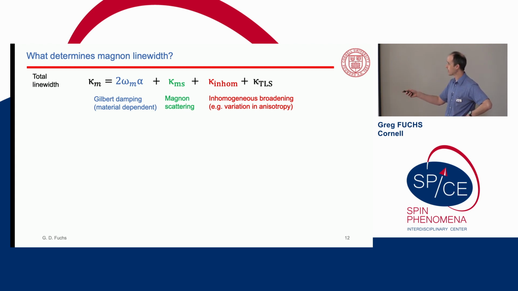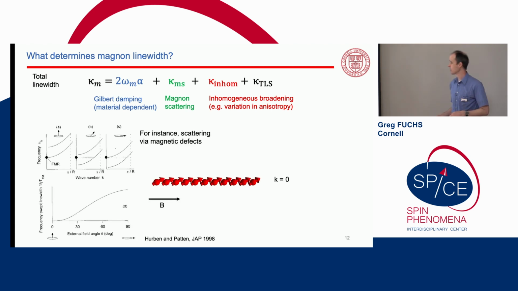There's inhomogeneity in my sample, so if they have some variations in anisotropy, for instance, that will lead to that term. And then there's two-level system scattering if I have paramagnetic spins that are also coupling to the magnons, which I generally do have. Let me just add a comment about the magnon scattering. It turns out that for this planar superconducting application, this is exactly the wrong configuration.